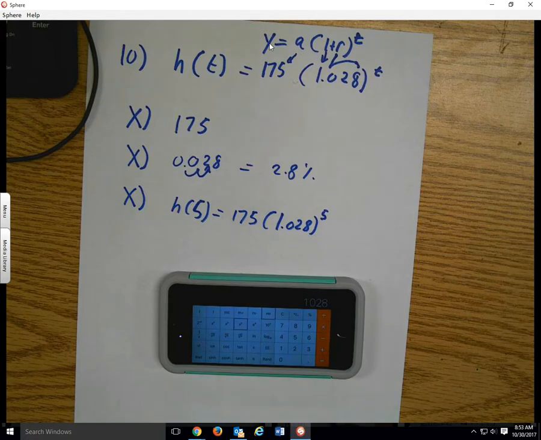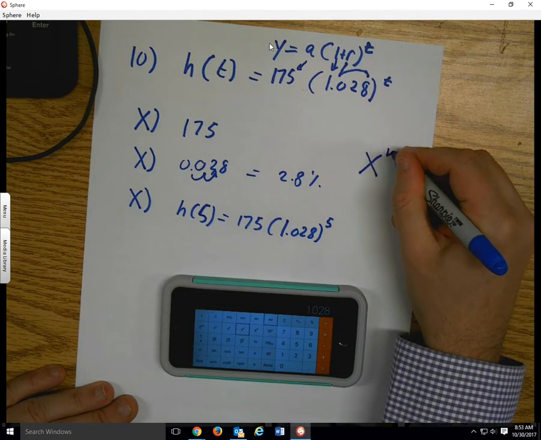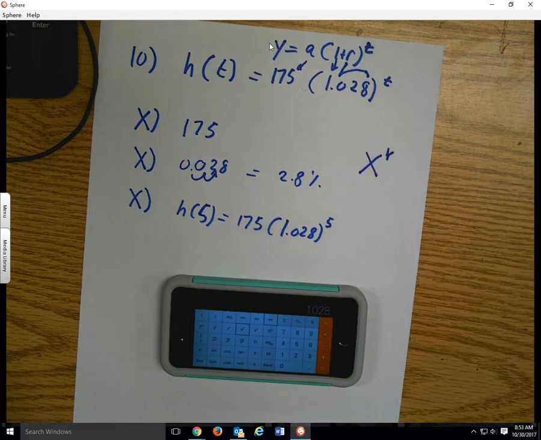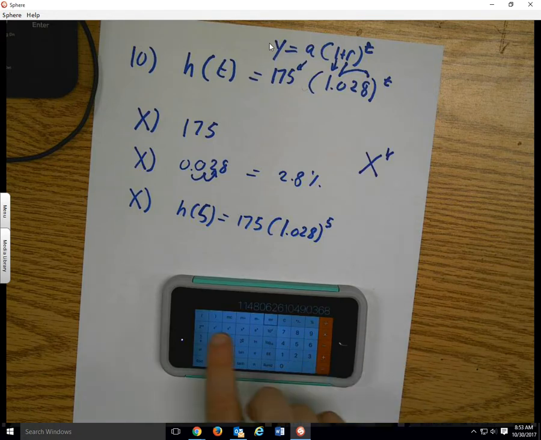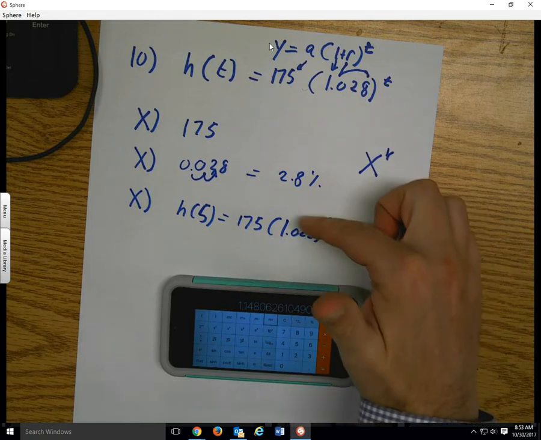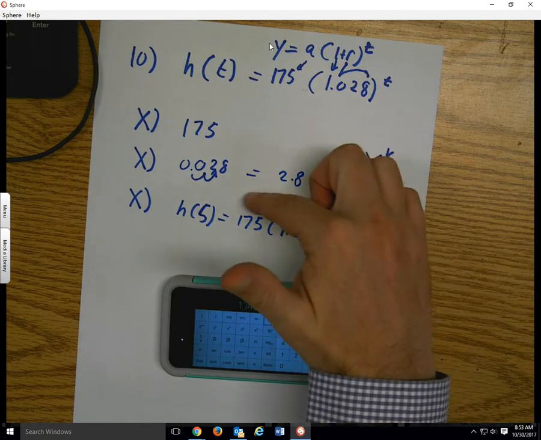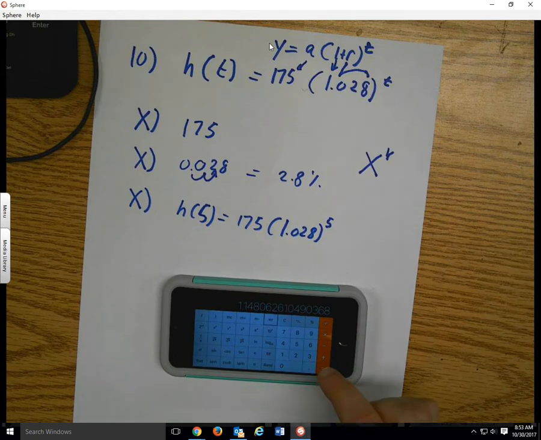I push this little XY button right here. If you didn't see what I pushed, it looks like this. It's like an X and then a little Y. It means you're raising a number to a power, and then we just push the 5 because you're raising it to the 5th power, right? So I just push a 5. It's going to give me the answer, 1.148062. But once you get the answer for the power, you got to do the next operation, which is to multiply it. So I'm going to times that by 175. And then we get our answer is 164. So that's basically how you do it.